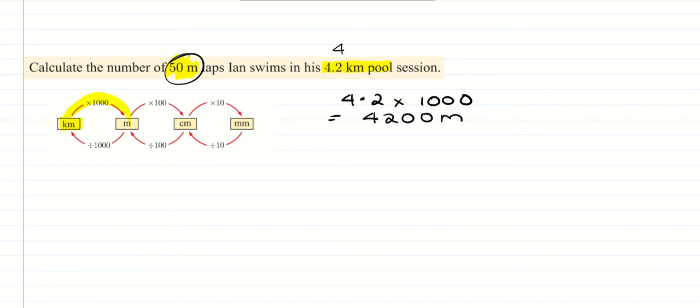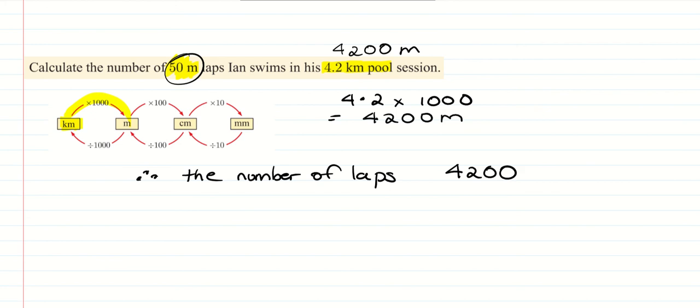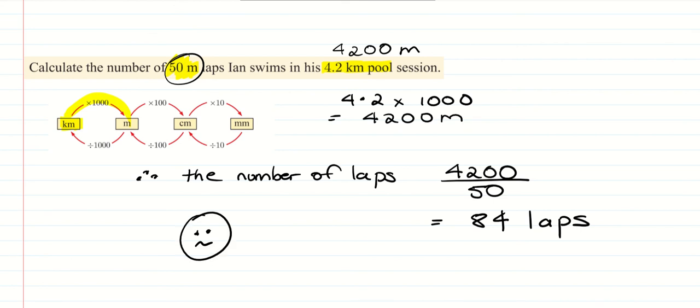All right, so now we've got to calculate the number of 50 metre laps Ian swims in his 4,200 metre pool session. So what we do is, therefore, the number of laps, and we can find that by dividing by 50. Could probably best use our calculator to do that, but we find that that is 84 laps. So that's a very big swim for Ian. He must be very, very tired by the end of it, so I certainly would be.